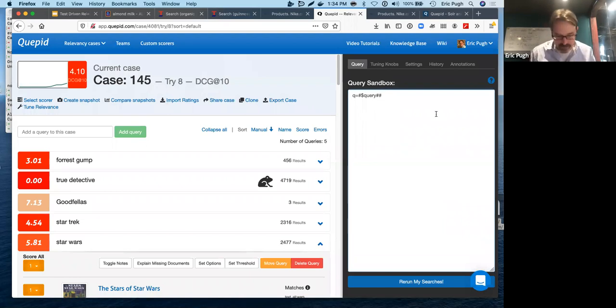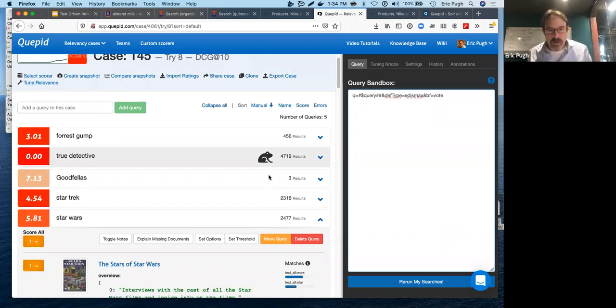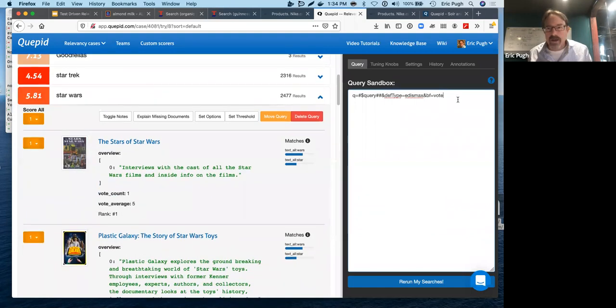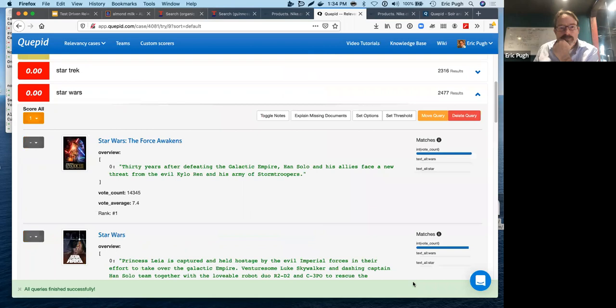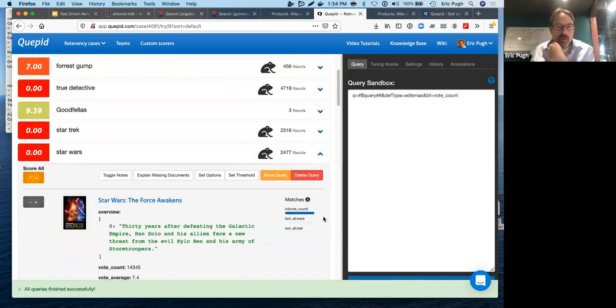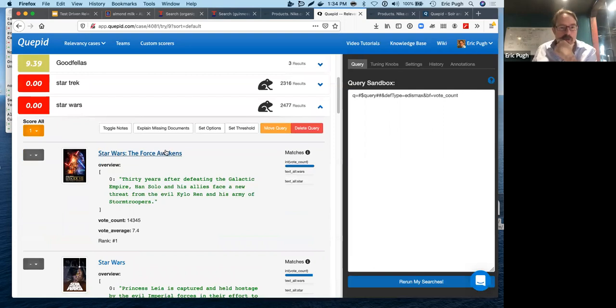So let's go ahead and this is going to be somewhat magic coding, but I'm going to add a boost function. And this is what you learned in the class. And what was that field called? It was called vote_count. So what I'm going to do is just boost the search results that got lots of votes. Let's find out how well we did. Well, Star Wars, The Force Awakens, with 14,000 votes came in.